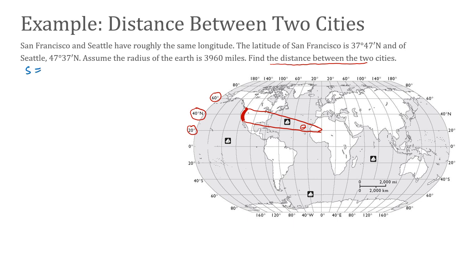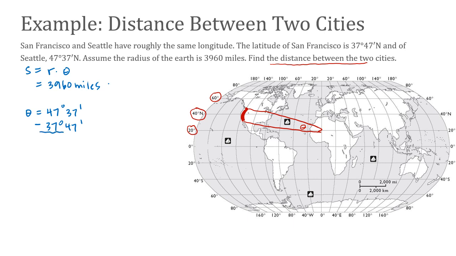So we are interested in what is r times theta. We know that r has been given as 3,960 miles. All right, but what is theta? Theta is the difference between those two latitudes. So theta is going to be 47 degrees, 37 minutes, minus San Francisco, which is 37 degrees, 47 minutes.